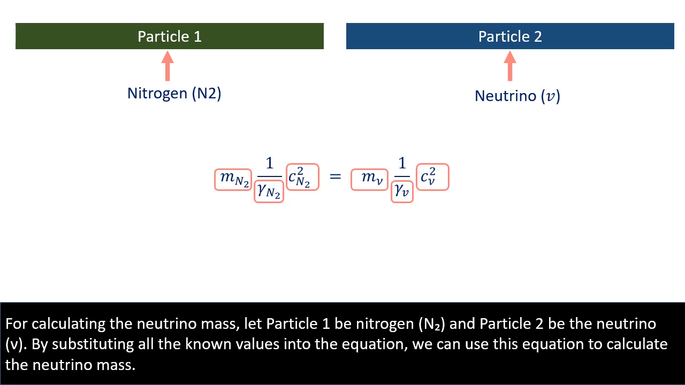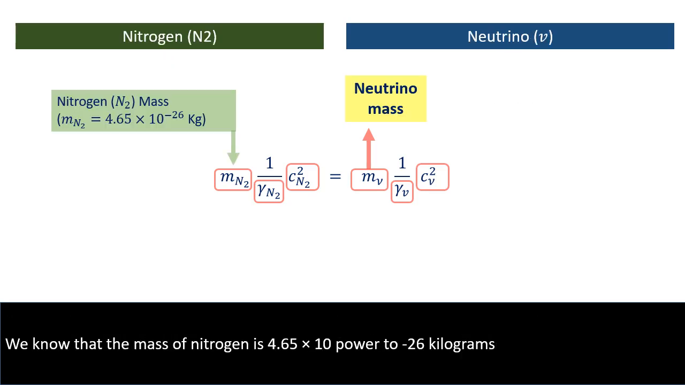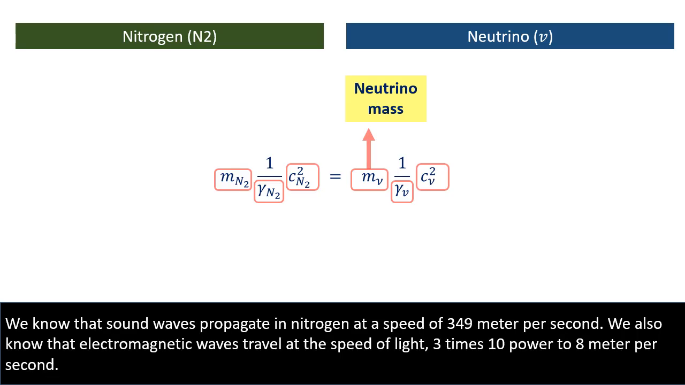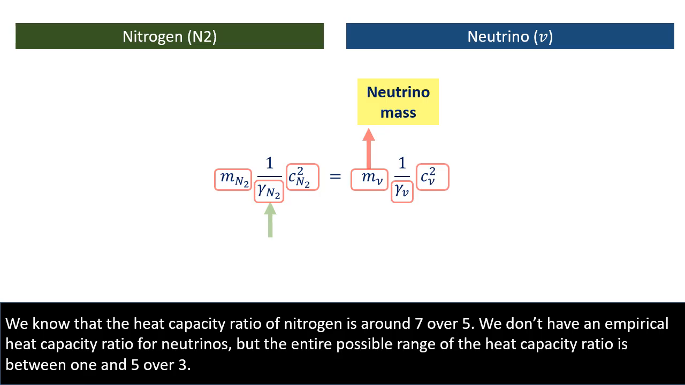By substituting all the known values into the equation, we can calculate the neutrino mass. We know that the mass of nitrogen is 4.65 times 10 to the power of minus 26 kilograms. We know that sound waves propagate in nitrogen at a speed of 349 meters per second. We also know that electromagnetic waves travel at the speed of light, 3 times 10 to the power of 8 meters per second. We know that the heat capacity ratio of nitrogen is around 7/5.